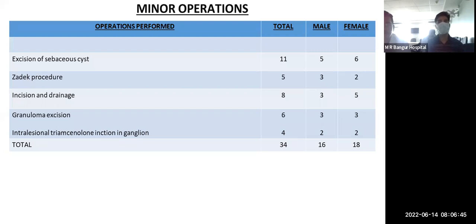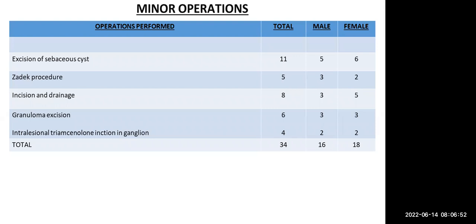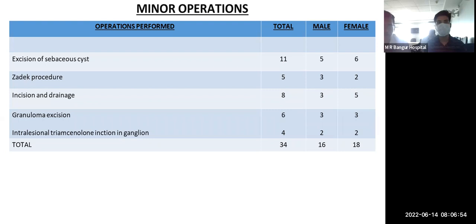Now coming to the minor operations, there were 11 excision of sebaceous cyst, 5 ZX procedure, and 8 incision and drainage, 6 granuloma excision done, and 4 intralesional triamcinolone acetate injection in case of ganglion.